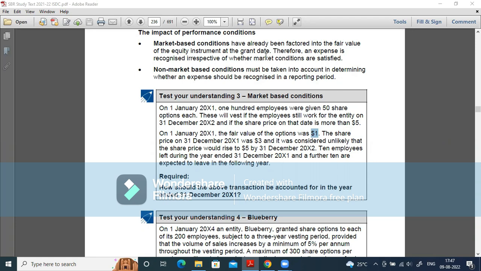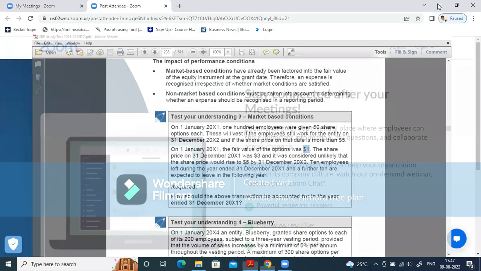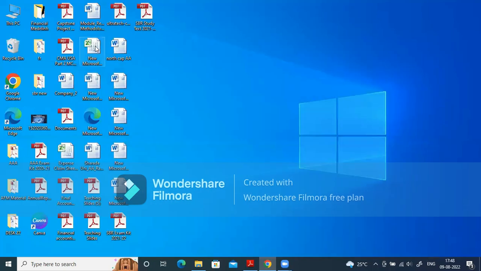Anyway, the fair value is only $1. Here you can see the fair value of the option is $1. So the amount which you get, that will be recognized as expense. Should I show it in Excel sheet? One second.